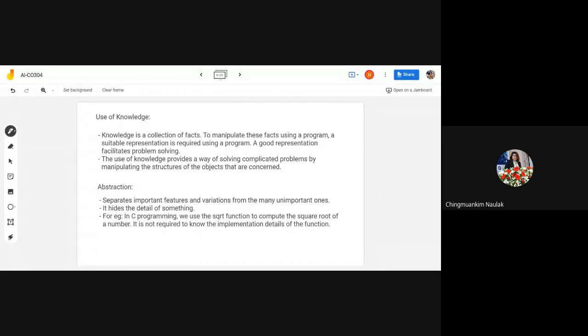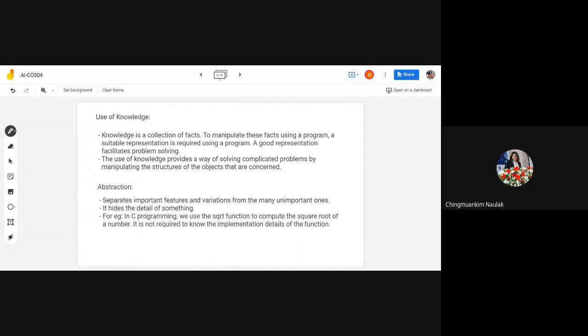Okay, so with the help of knowledge, you can solve complicated problems by making use of facts. These facts can be manipulated using a program. For this you need a suitable representation. And why do you need a suitable representation? Because a good representation facilitates problem solving. That's all you have to know about this problem solving technique. Later in the coming chapters, we'll go into detail on knowledge representation.